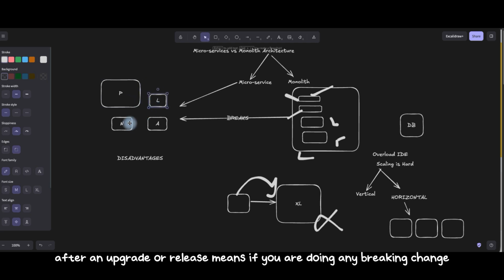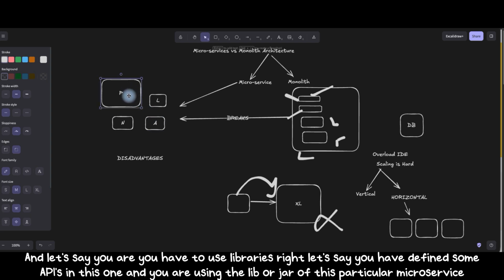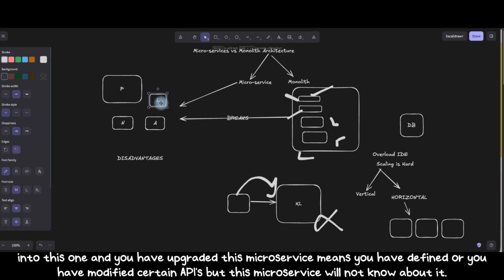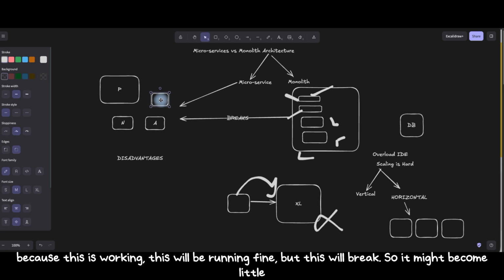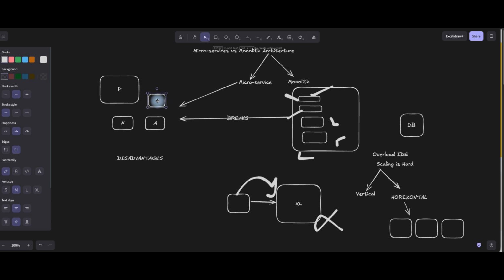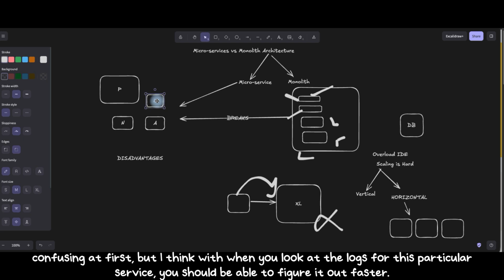It means if you are doing any breaking change, and let's say you have to use a library, right? Let's say you have defined some APIs in this one, and you are using the lib or jar of this particular microservice in this one, and you have upgraded this microservice. It means you have modified certain APIs, but this microservice will not know about it. So when you deploy this one with the new version, this will start breaking and you won't know, because this is working, this will be running fine, but this will break. So it might be a little confusing at first, but when you look at the logs for this particular service, you should be able to figure it out faster.